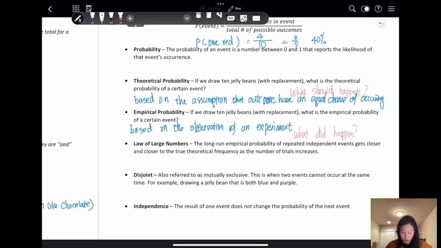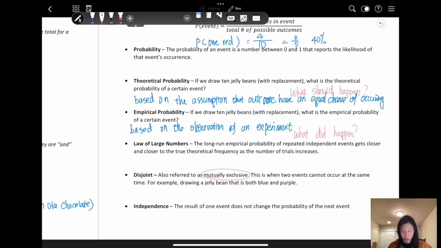So, disjoint, also referred to as mutually exclusive. This is when two events cannot occur at the same time. For example, drawing a jelly bean that is both blue and purple. We know that couldn't happen. So that's why whenever we draw a jelly bean, the events are disjoint. Or when you flip a coin, you can't have both tails up and heads up.